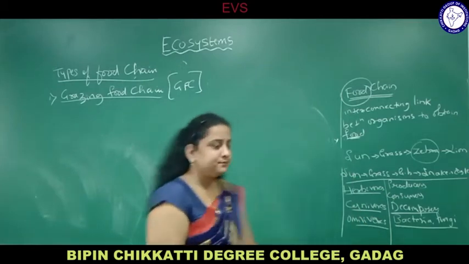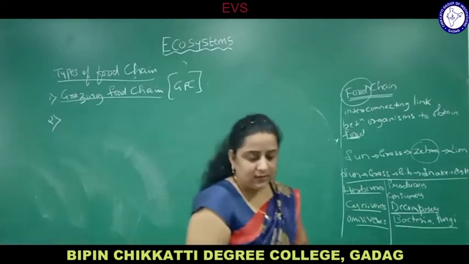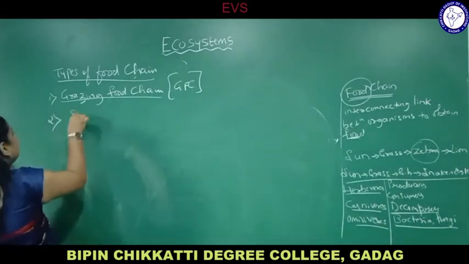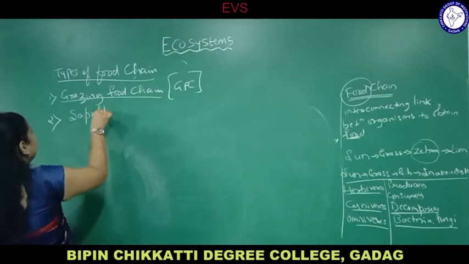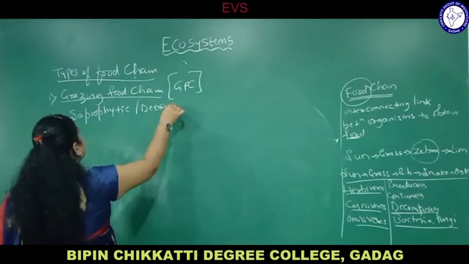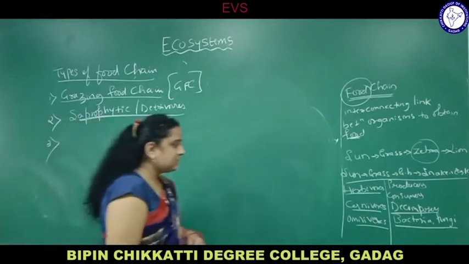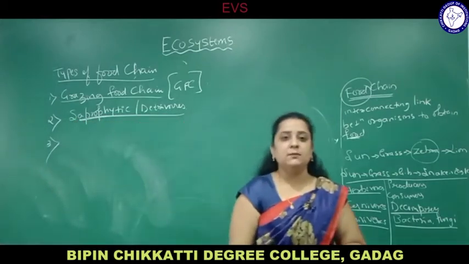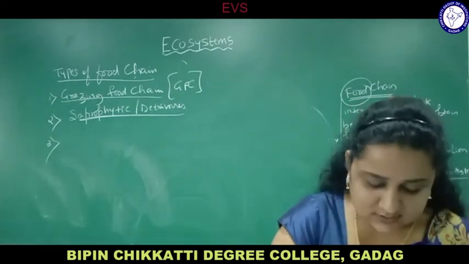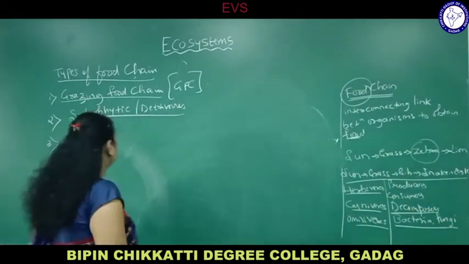Second, coming to the saprophytic or detritus food chain. Saprophytic organisms depend on dead and decaying organic matter for their food, and they are followed by decomposers and so on. So they come under the category of detritus food chain. Number 3, parasitic food chain.